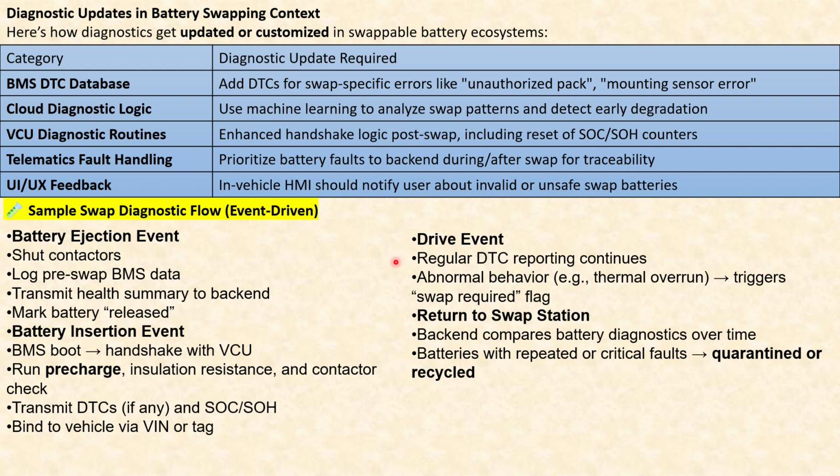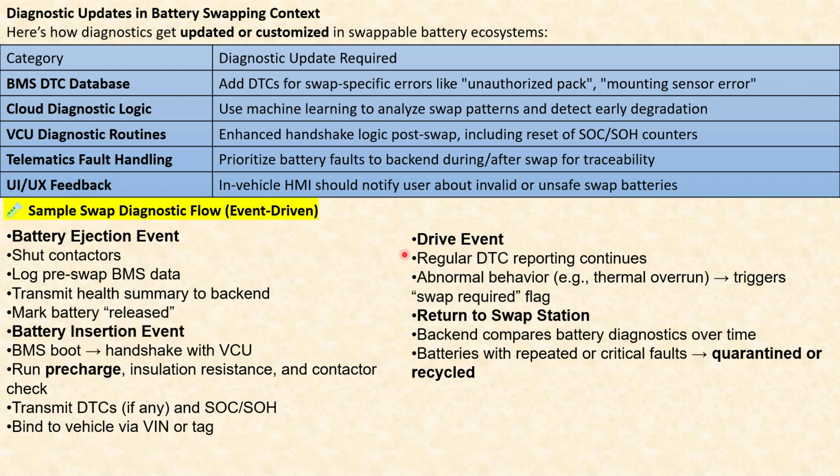Next, when it comes to the battery insertion event, first you boot the BMS, handshake with VCU, run the pre-charge, insulation resistance and contactor check. All right, then transmit DTCs, if any, and SOH, SOC, and bind to the vehicle via vehicle identification number or tag.